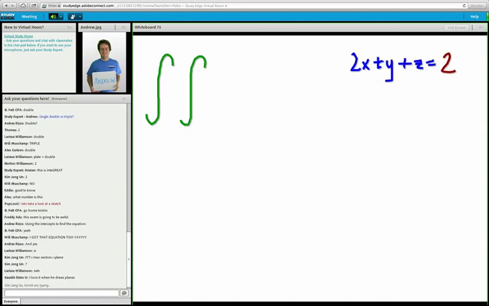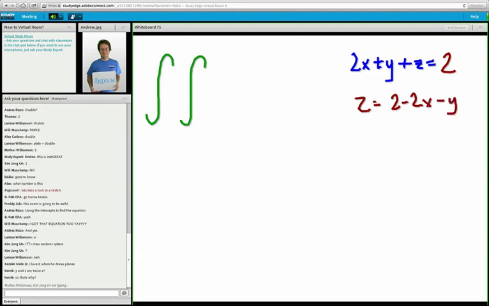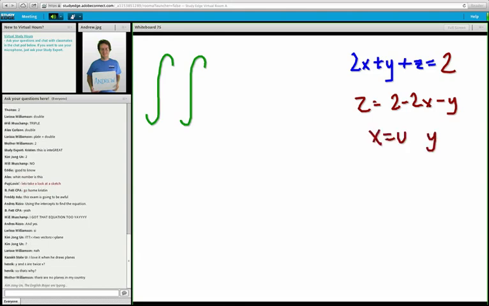All right, so we're going to use that. Let's solve that for z. So we have z equals 2 minus 2x minus y. If we're going to parameterize the surface of that plane, we're going to use x equals u, y equals v, and z equals 2 minus 2u minus v.